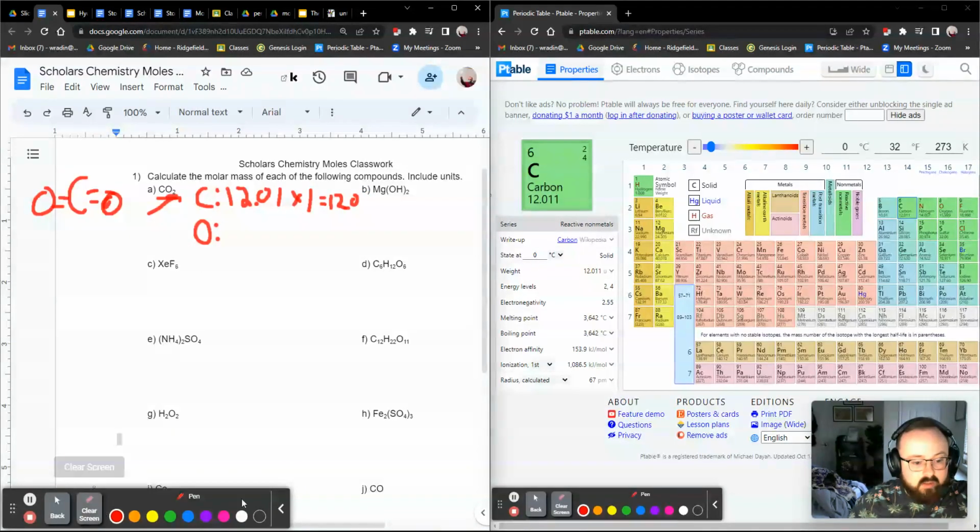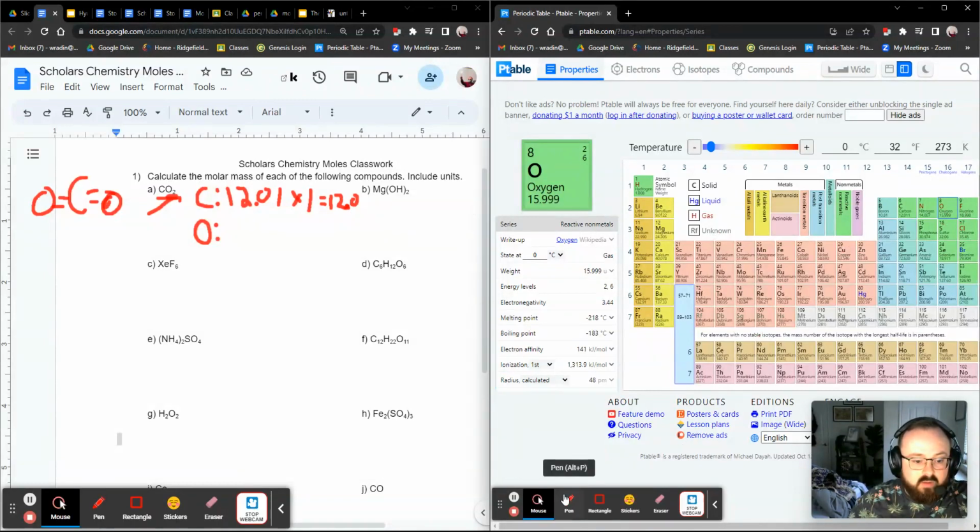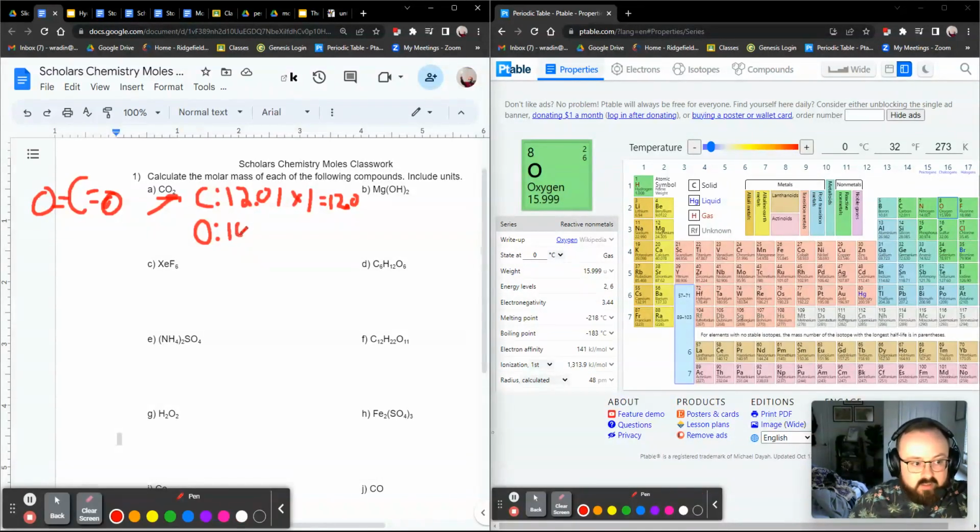12.0. I did just say that I was going to use one decimal place for now. 12.0. Now the oxygen, we go and we find my oxygen. We're going to round this up. I'm going to round this to 16.0. But because there's two atoms of oxygen, we're going to have 2 moles of oxygen. And we're going to get 32. And we're going to add this up, and my unit's going to be 44.